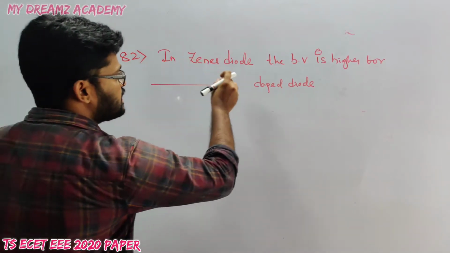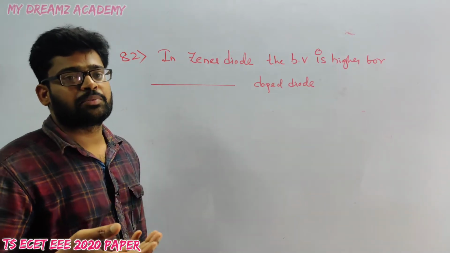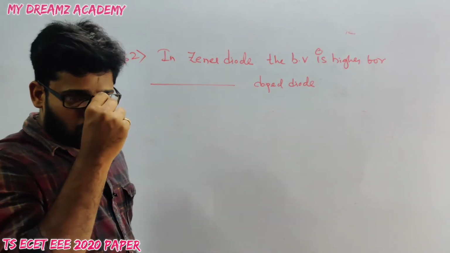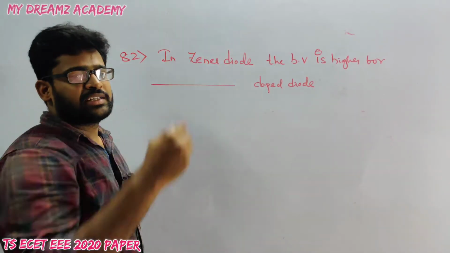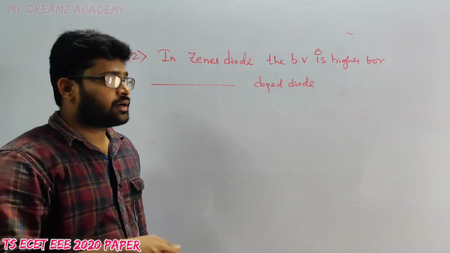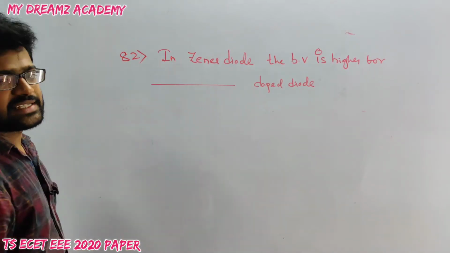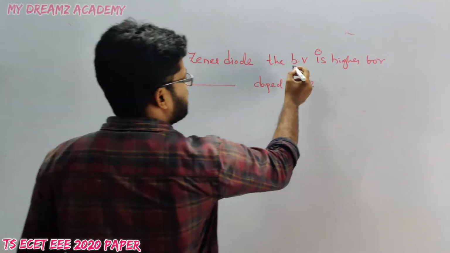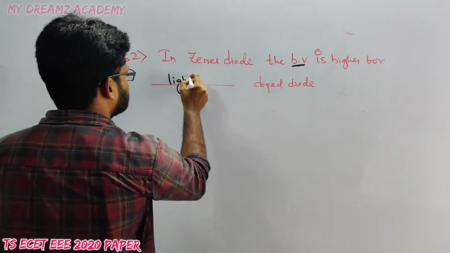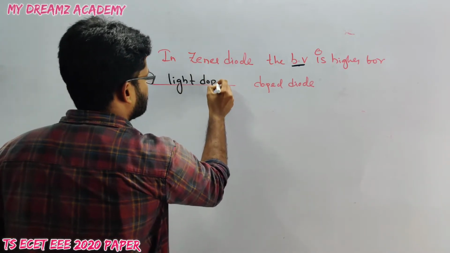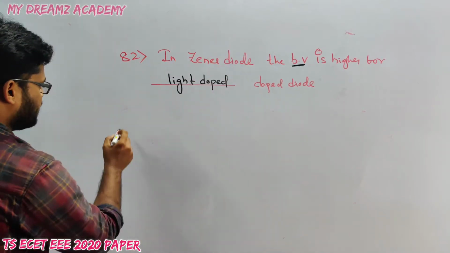In a Zener diode, the breakdown voltage is inversely proportional to the doping. If the doping level is very low, then the breakdown voltage is high. If it is highly doped, then the breakdown voltage is less. So in a Zener diode, the breakdown voltage is higher for a lightly doped diode. So this is question number 82.